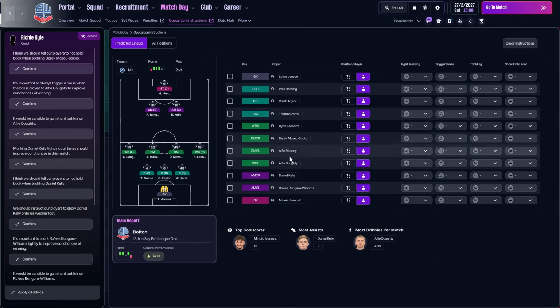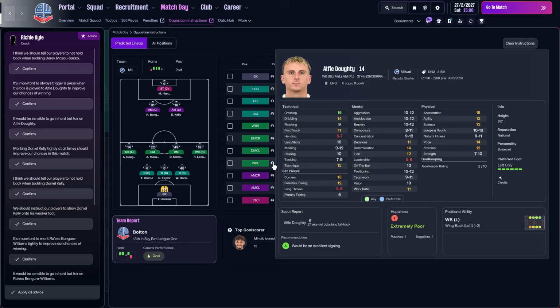So looking at Doughty first, we're going to start with Doughty. If you look at his player attributes, he has very good crossing ability and he's also a very fast player, with good acceleration and okay pace, so he can get around. But one of his weaknesses is that he's not the tallest player, even though he's 6 foot. His heading is not very good and his leadership is not very good as well. His mentals are kind of weak, so we can try to exploit this.